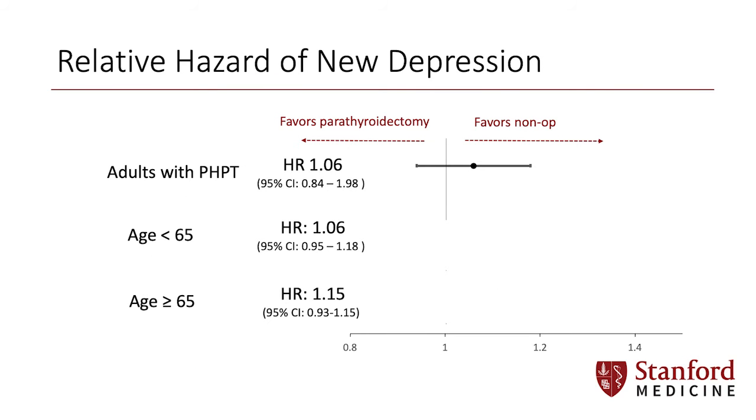So in our primary analysis, we found no difference in the adjusted rate of new depression in these patients managed with parathyroidectomy compared to non-operative management. You can see this with the confidence interval overlapping 1. And then when we examined our pre-specified age groups of less than 65 and over 65, we found similar results, indicating that there's no heterogeneity of our treatment effect here.